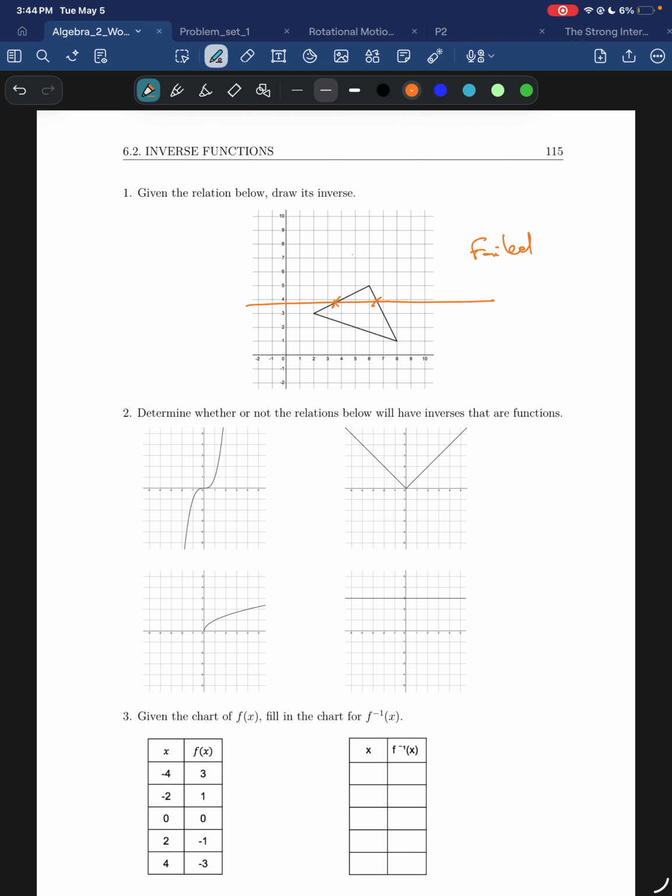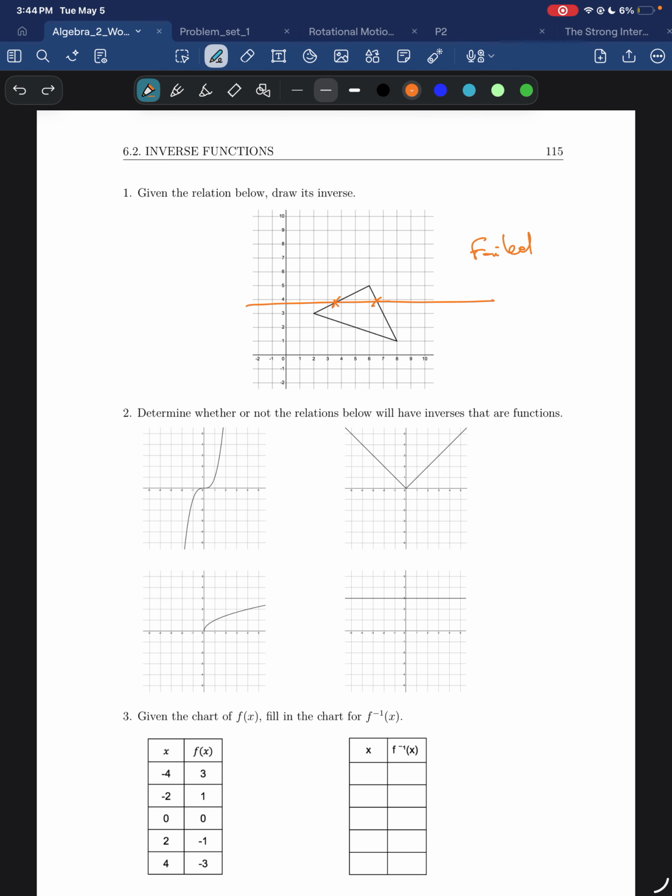And this diagram here also fails the vertical line test, which is a test for a function. It fails that, and really, if we try to get an inverse of that, it won't be a function. It won't do us any good in this class.